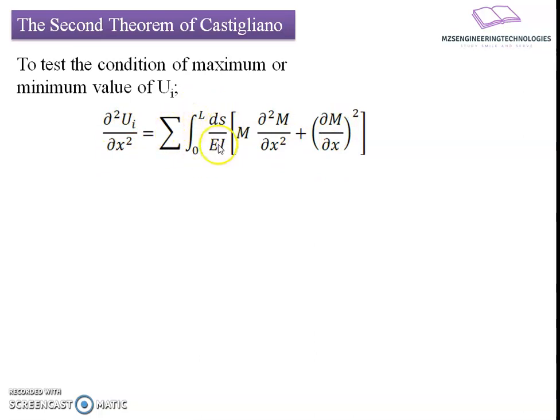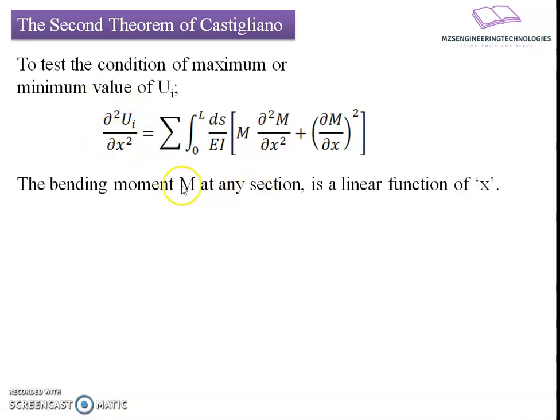Summation from 0 to L of ds upon EI is constant. U into v was the equation here. So m into dou 2m upon dou x square, the second derivative of dou m upon dou x. In the second term, it will be dou m upon dou x whole square. Okay, this will be the resultant, the second derivative with reference to minimization of the deflection caused by that force.